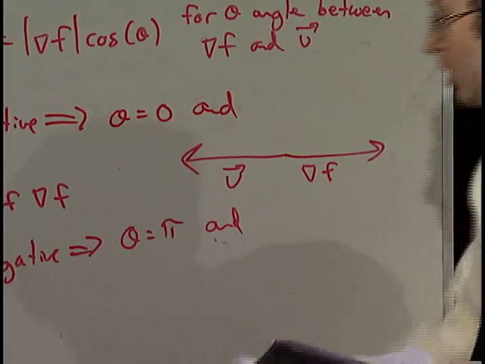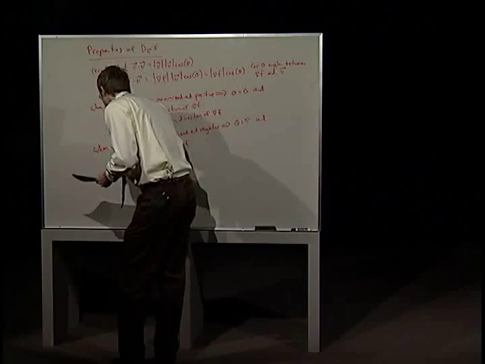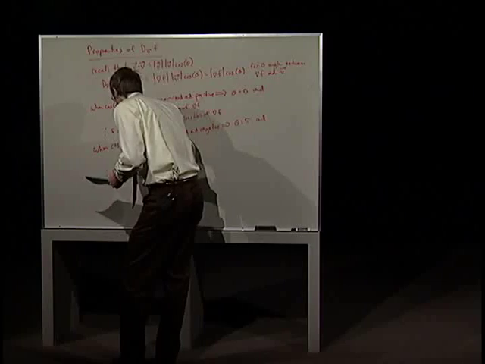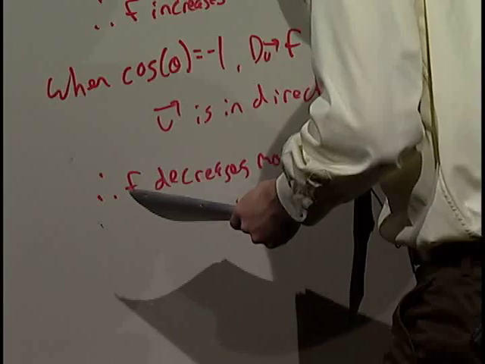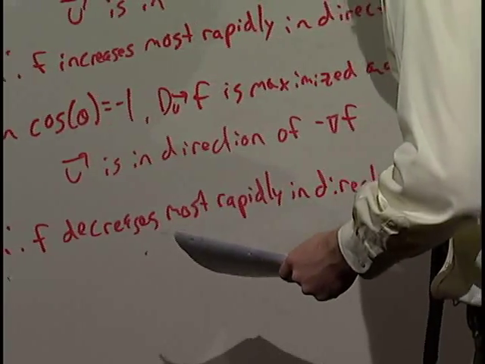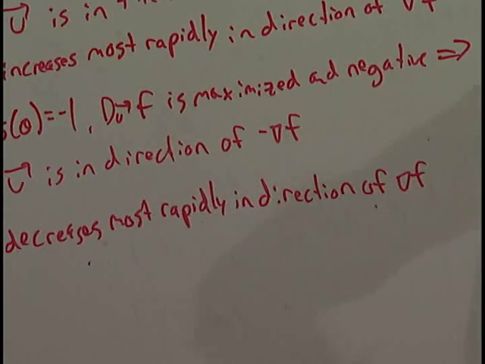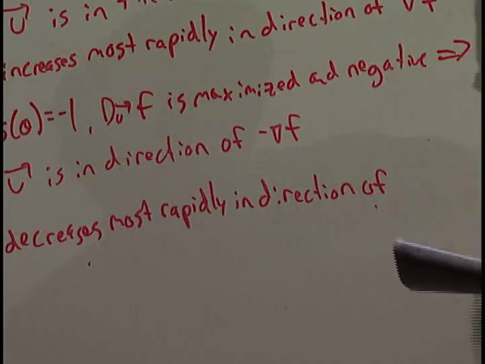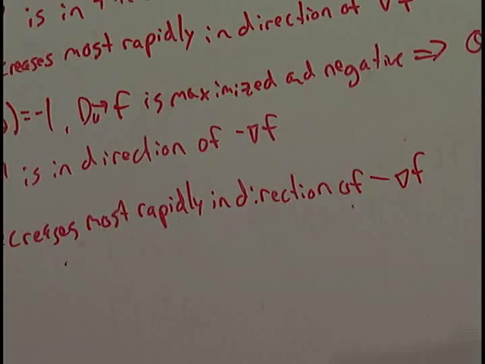Okay. So that means that f decreases most rapidly in the direction of negative grad f. You want to get down from the mountain, well, you can either take the windy path or you can just slide down the inclined face. Well, that's the direction of negative grad f. I should have written negative grad f down here. Okay, so that's maximized increase and decrease.